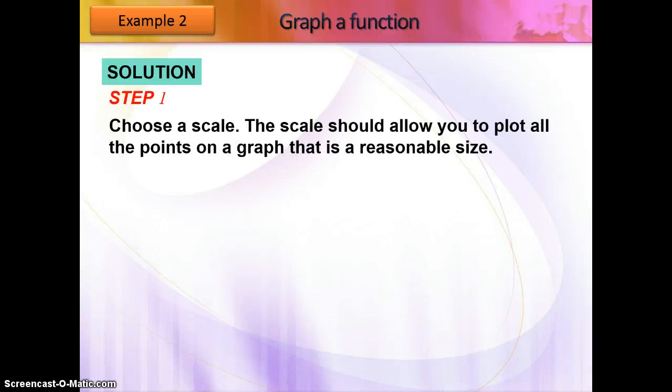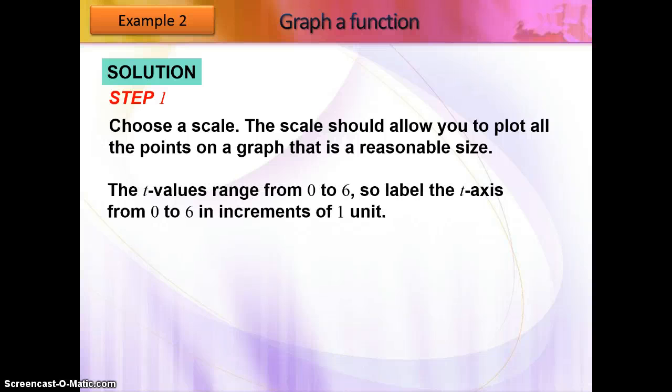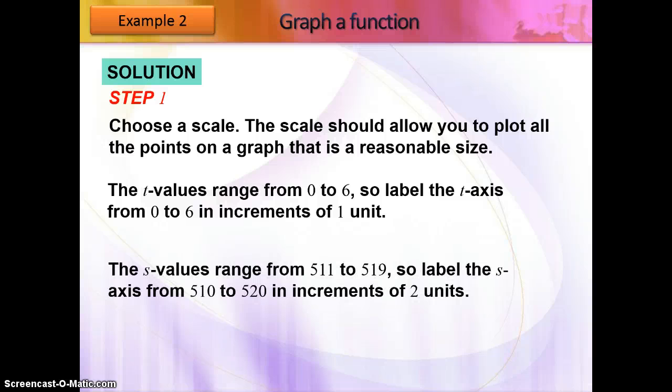The first step is to choose a scale. The scale would allow you to plot all the points on a graph that is in a reasonable size. The t values range from 0 to 6, so label the t-axis from 0 to 6 in increments of 1. The s values range from 511 to 519, so label the s-axis from 510 to 520 in increments of 2.